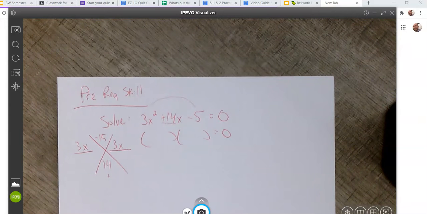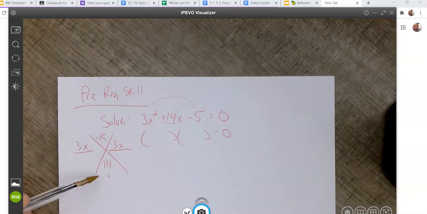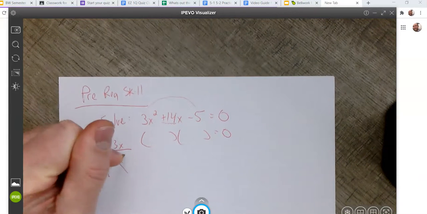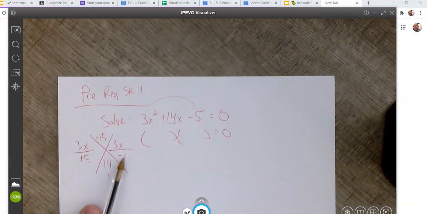From here, we're playing that game you played a lot in Algebra 2. What two numbers multiply to negative 15 and at the exact same time add to a positive 14? Well, if we think about it for a while, hopefully you would come up with 15 and 1. Those things will multiply to 15 and add to 14 as long as the 1 is negative. 15 times negative 1 is negative 15. 15 plus negative 1 is 14.